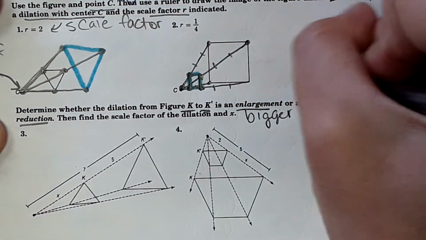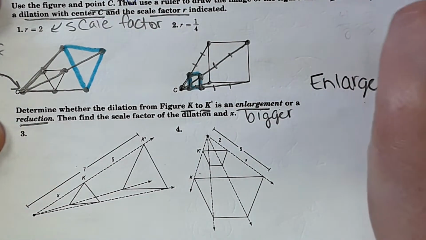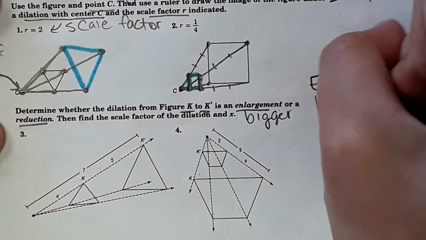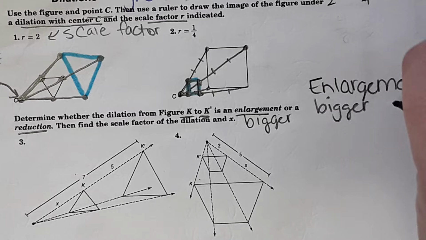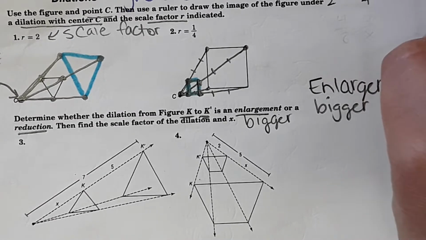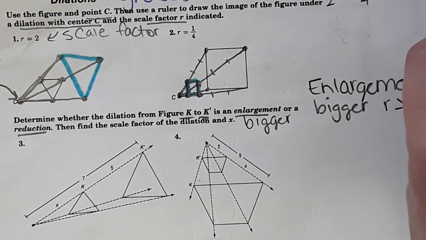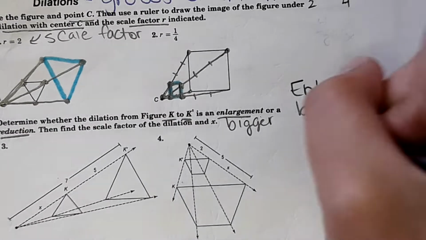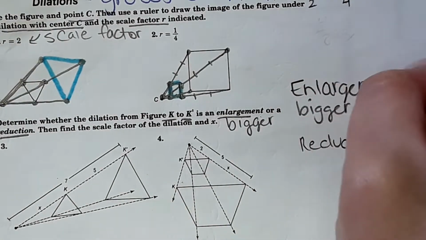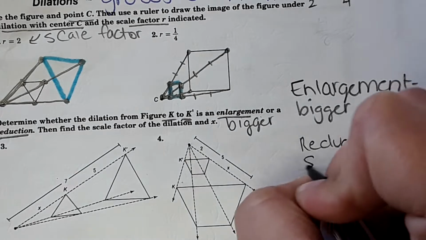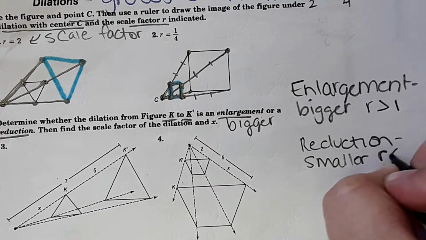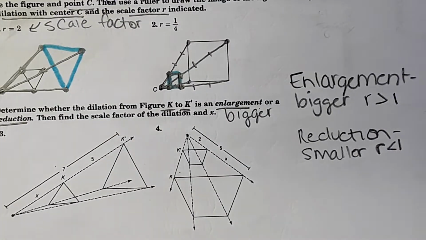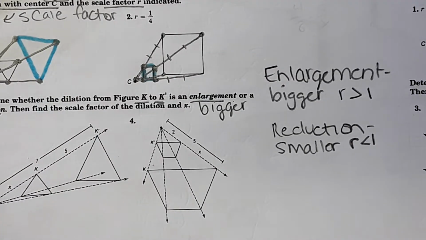Maybe you know what, let's just write it. Enlargement, when it gets bigger. And the scale factor, in this case they're using R for scale factor, would be greater than 1. And then for reduction, the shape gets smaller. And R, the scale factor, would be less than 1. If the scale factor was equal to 1, it would just stay the same size.